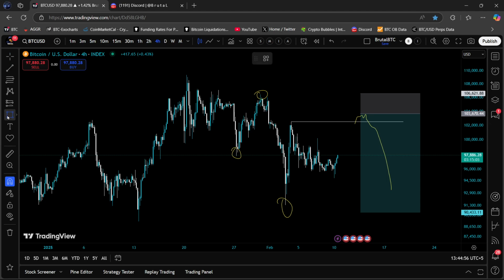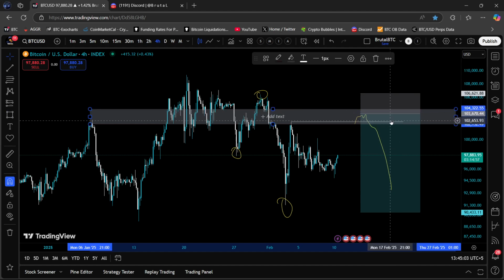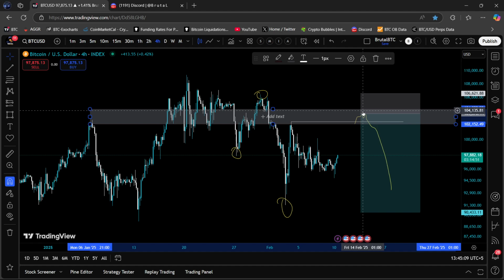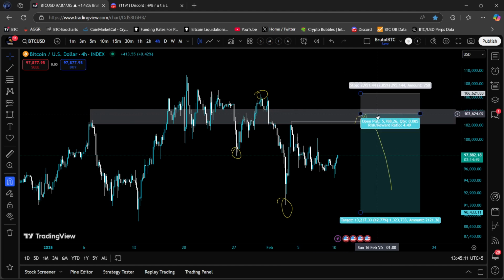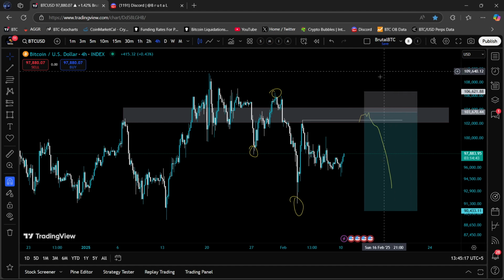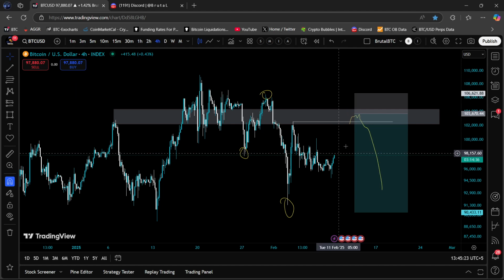So what I'm going to do over here is just mark your previous levels. This is the entry range, but we'll be taking entry from 103 up to 105. Short 103 to 105, target 90, stop loss 4 hour closure above 106. So this is the next setup I'm looking for, and this is the clear update on the lower time frame as well as on the higher time frame.